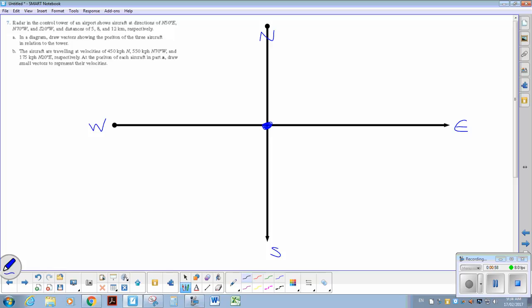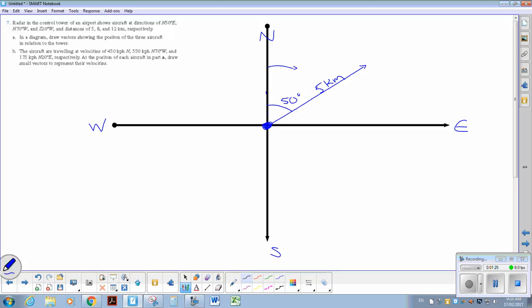So the first airplane, it is north 50 degrees. So you start by facing north and you rotate to the east 50 degrees. So it'll look something like that, 50 degrees. And the magnitude of that vector is 5 kilometers. So there is our first plane.